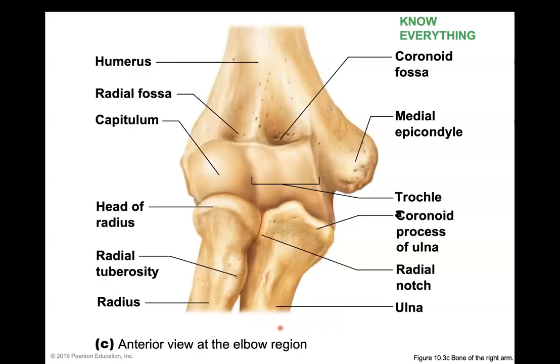Here is an interior view of the elbow. At the top, we can see the distal portion of the humerus and where it attaches to the radius and ulna of the forearm that make up your elbow joint. The capitulum here is going to articulate with the head of the radius, and the trochlea is going to articulate with the coronoid process of the ulna.